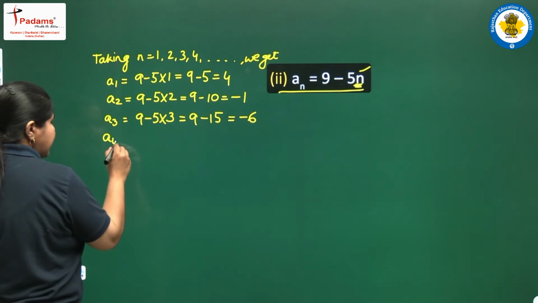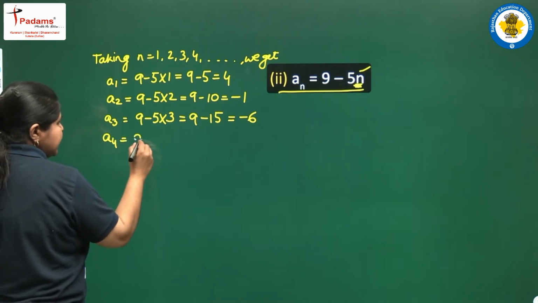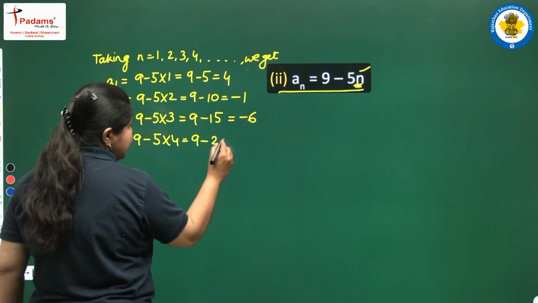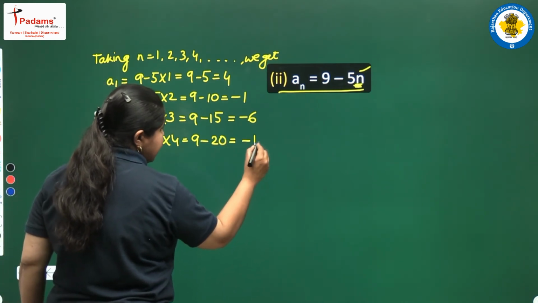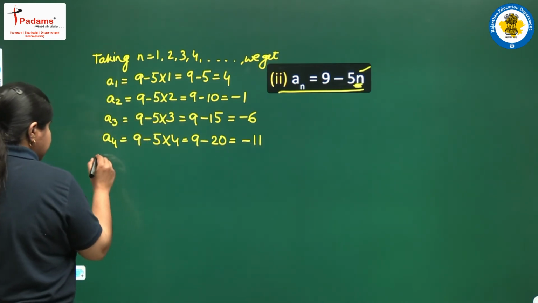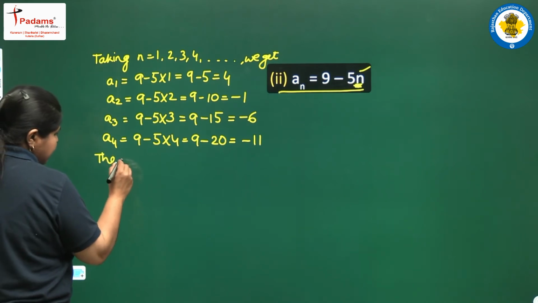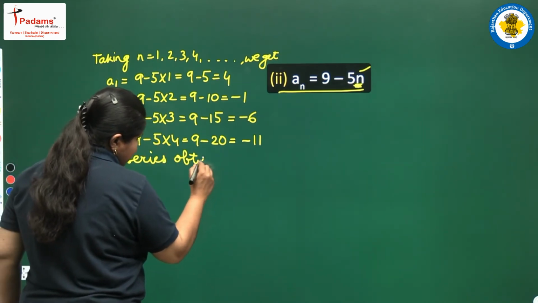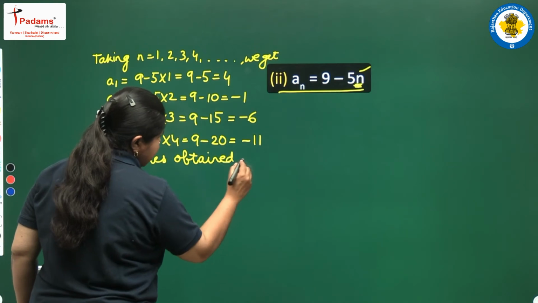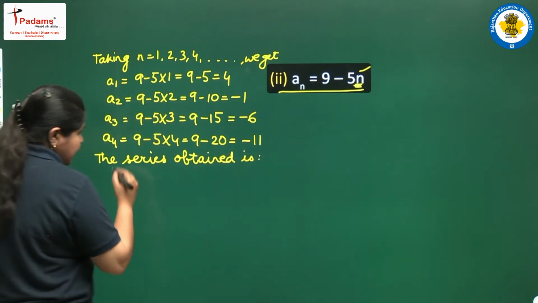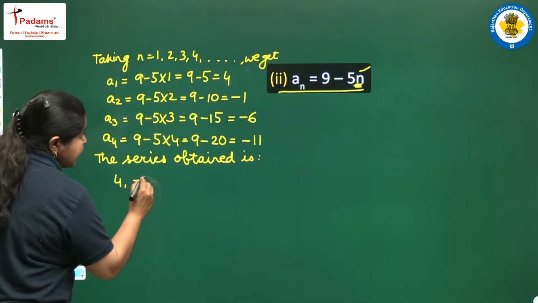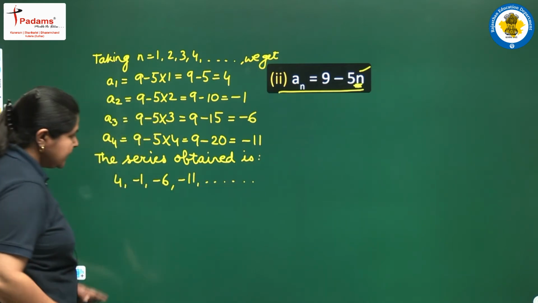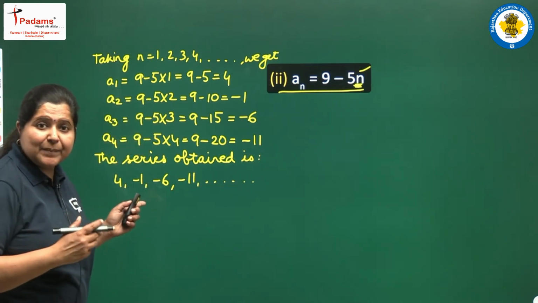We take one more value. Fourth term will be 9 minus 5 into 4. This will be 9 minus 20 and this is equal to minus 11. So on, we get the series which is obtained as 4, minus 1, minus 6, minus 11 and so on. Now we will check whether it is forming an AP or not.